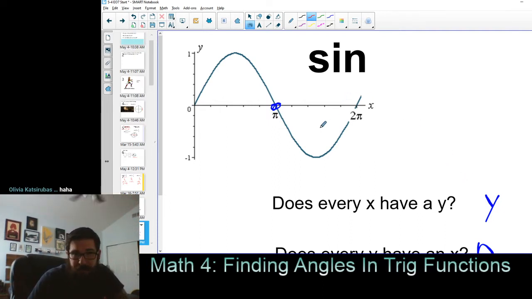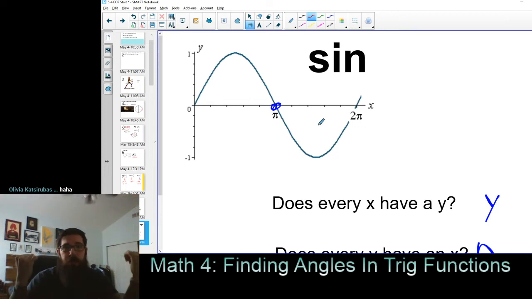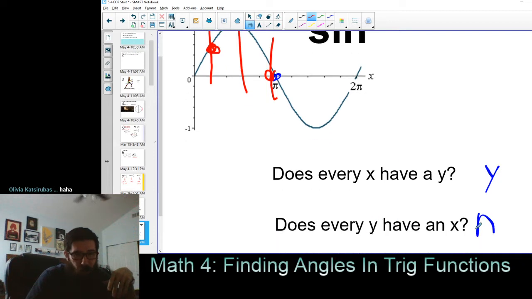So if we just take a look at sine here, now this is only one period of sine, but if I were to continue extending this, we know that this pattern is going to wave on in both directions infinitely. So does every x have a y? Meaning if I go to any x value, do I go up and hit a y value somewhere? Absolutely.